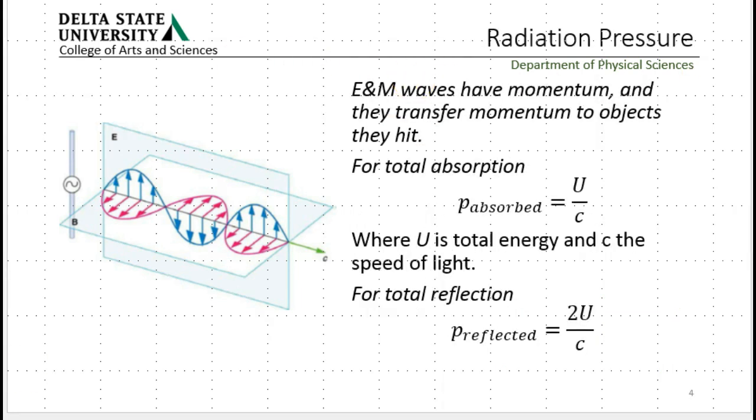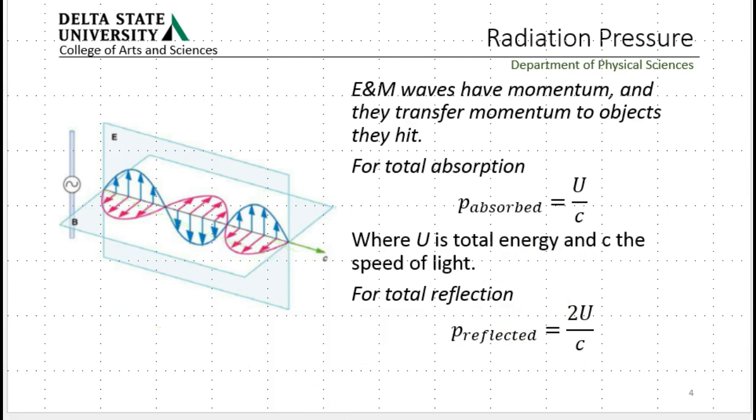E&M waves have momentum as well, and they transfer momentum to objects that they hit. So if this electromagnetic wave shown here is absorbed by something, then the momentum that is transferred is the total energy in the wave divided by the speed of light. If, on the other hand, it reflects, that doubles the momentum transfer, right?